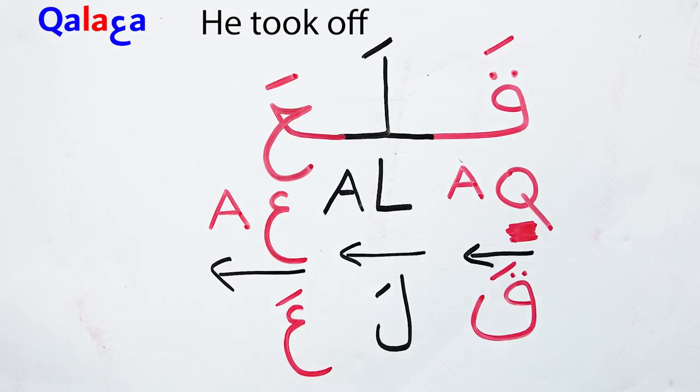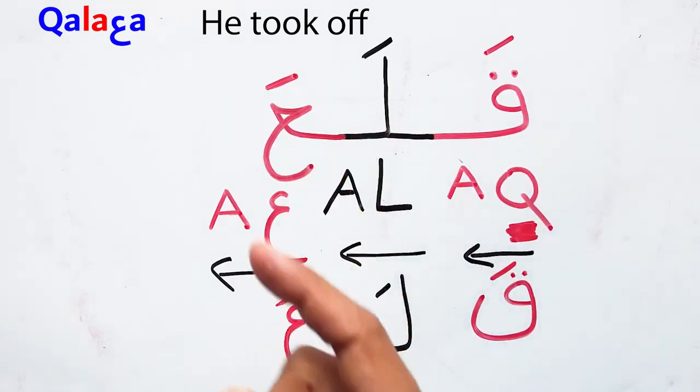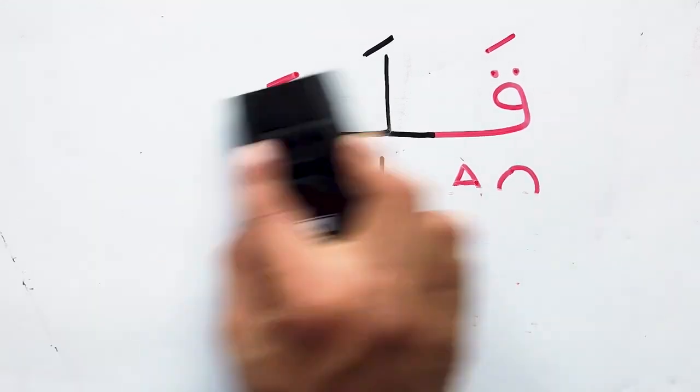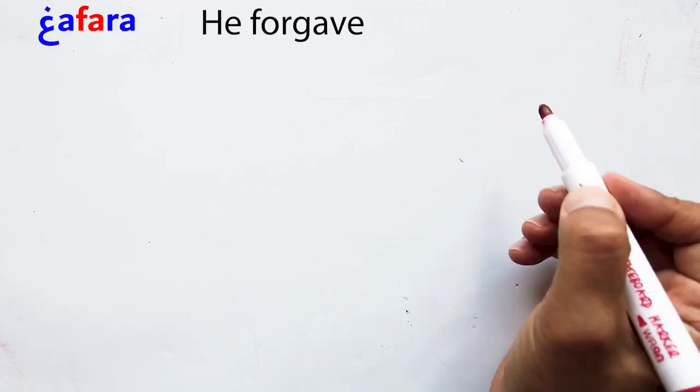قلع. Let's read it at the normal speed. قلع. Now let's learn more words, but I will be faster. The next one is غفر.